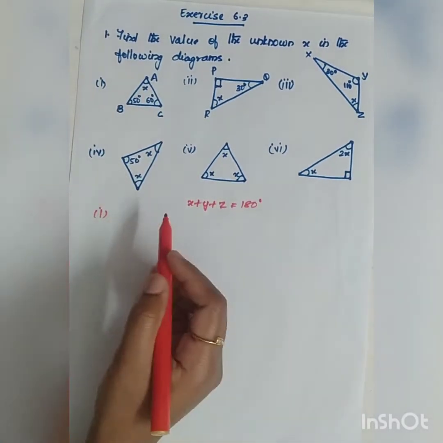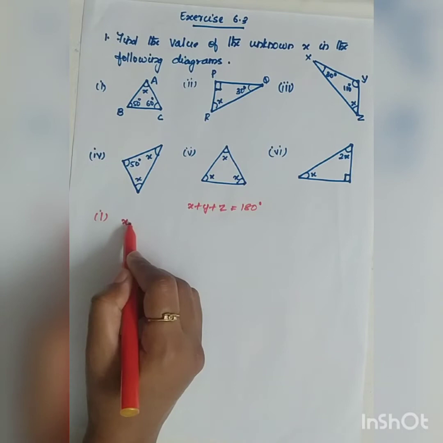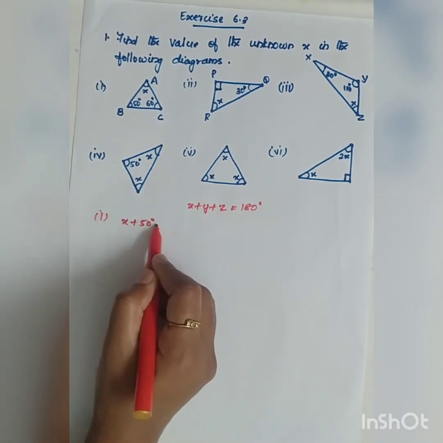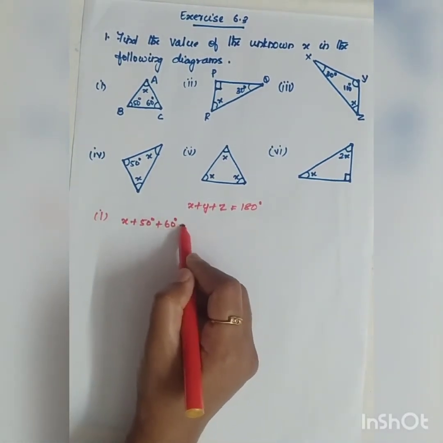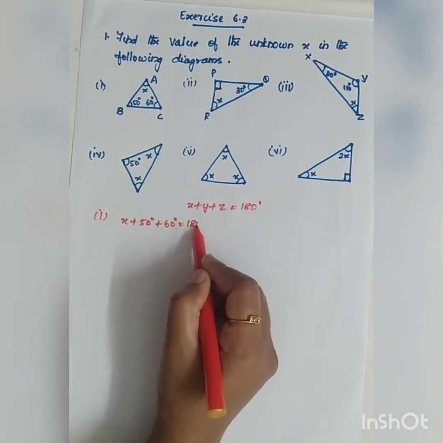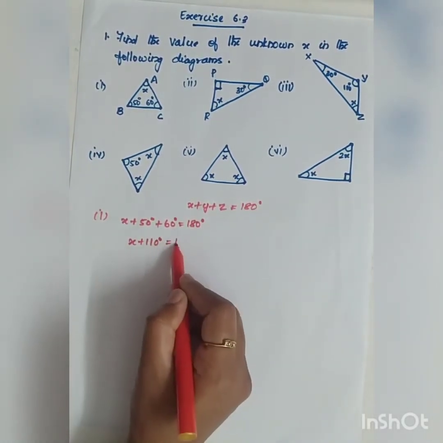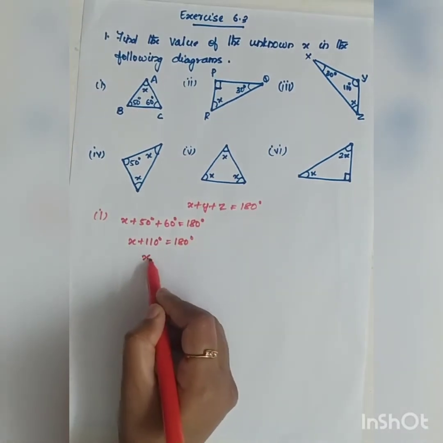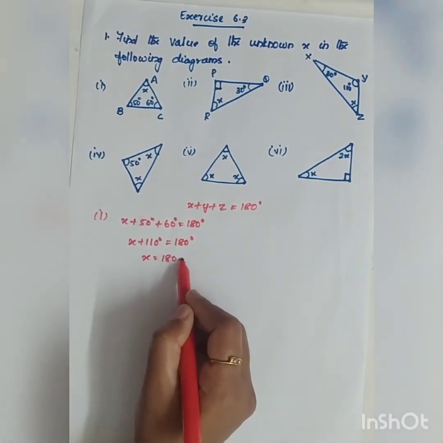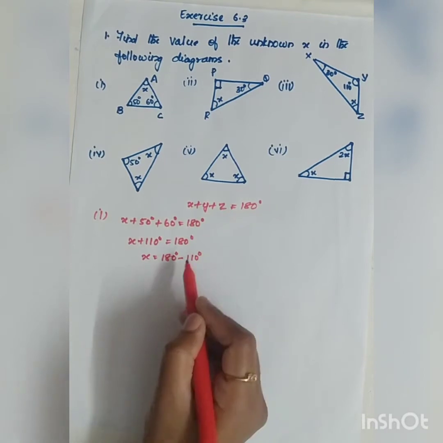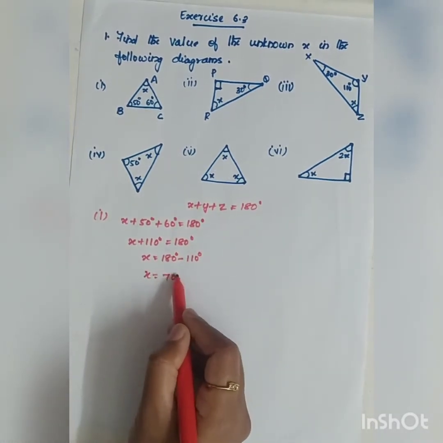When we apply this formula, we get x plus 50 degrees plus 60 degrees is equal to 180 degrees. So x plus 110 degrees is equal to 180 degrees. Therefore, how can we get x? x is equal to 180 degrees minus 110 degrees. So x is equal to 70 degrees.